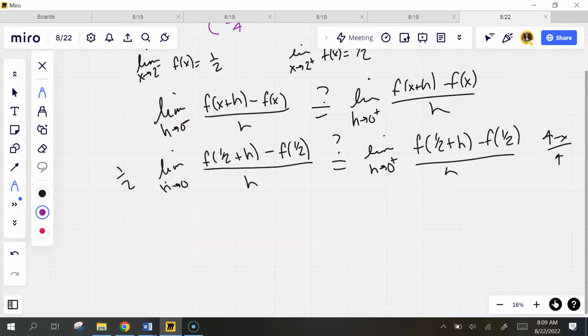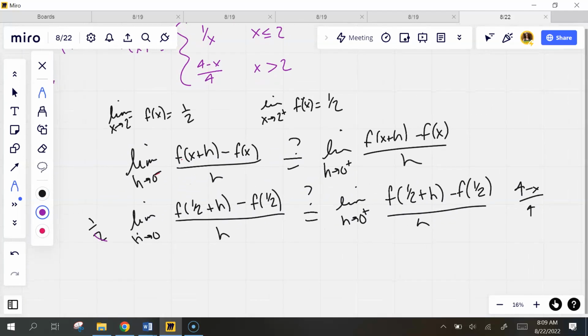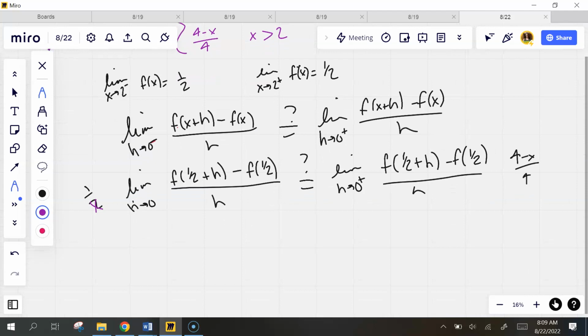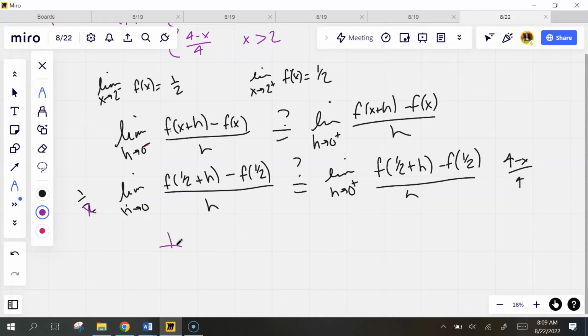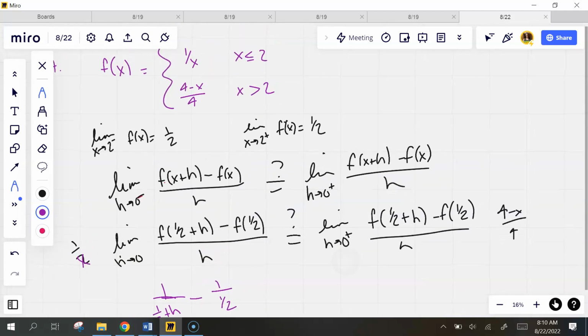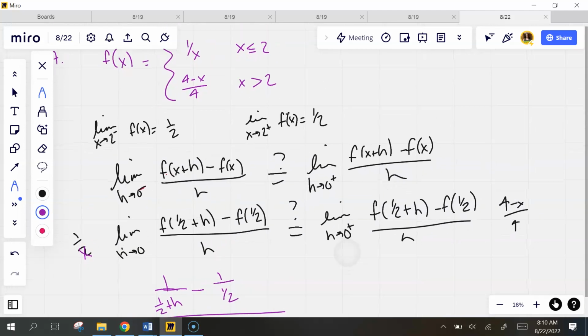Here we go. So I have 1 over 1/2 plus h. Oh, I see why y'all had trouble with this. It's the fractions, isn't it? Did I do it wrong? That's the point that I'm checking the slope for. That's the one. Oh, never mind, it's 2. I'm sorry.